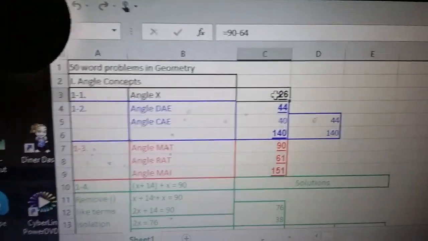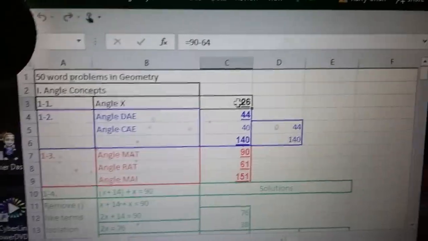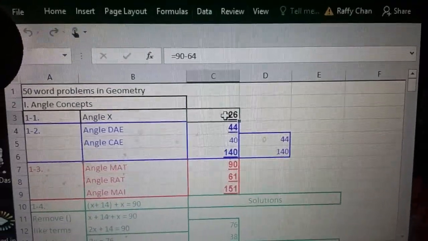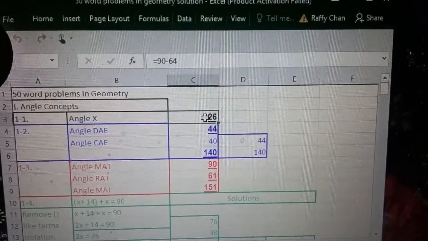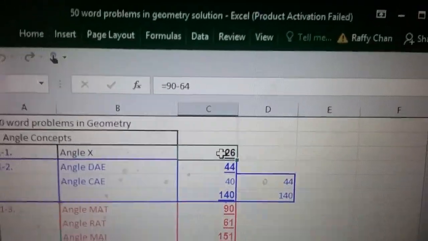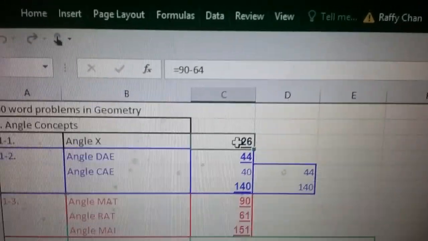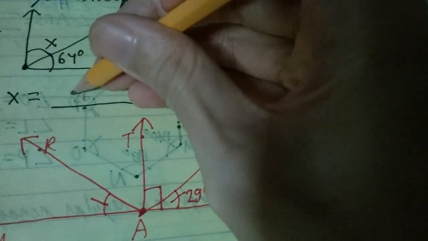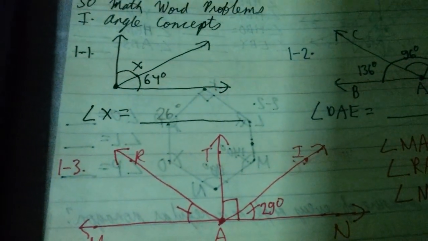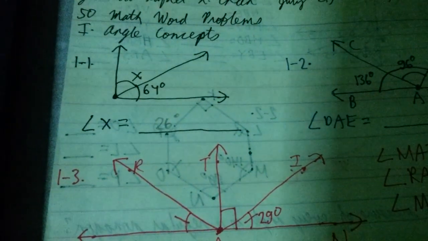In the formula that I did in Microsoft Excel, I did this. Equal sign 90 minus 64. What does the equal sign mean? Ang paglagay ng equal sign ay yung formula. Then 90, because it's a right angle, minus the given angle, which is 64. And the answer should be, therefore, the measure of angle X should be 26 degrees. 26. Okay? 26 degrees. Got that?